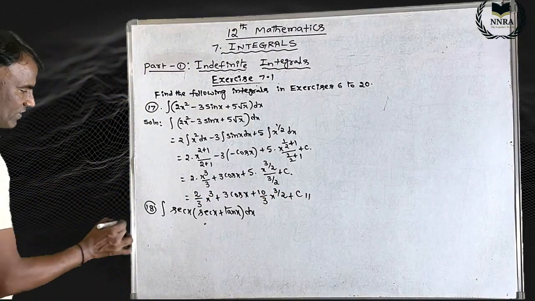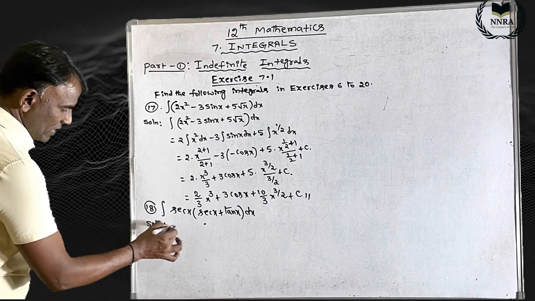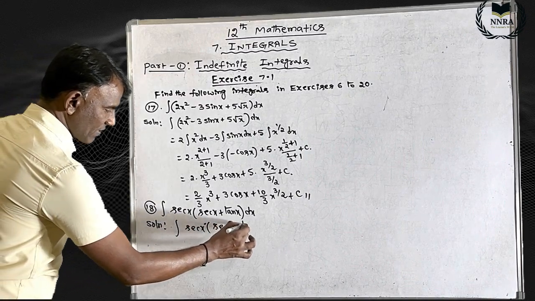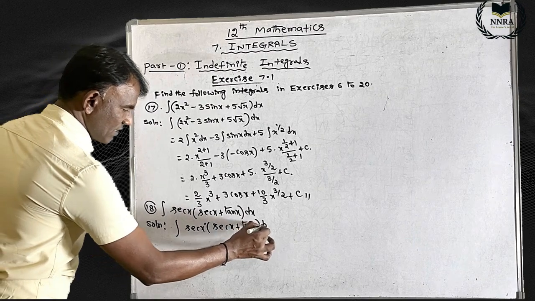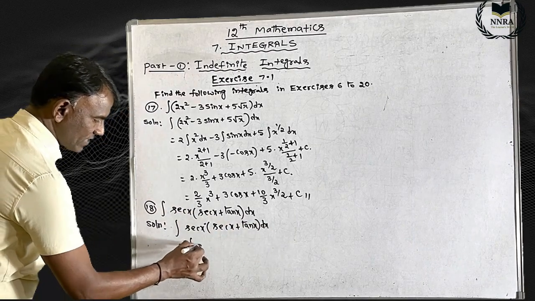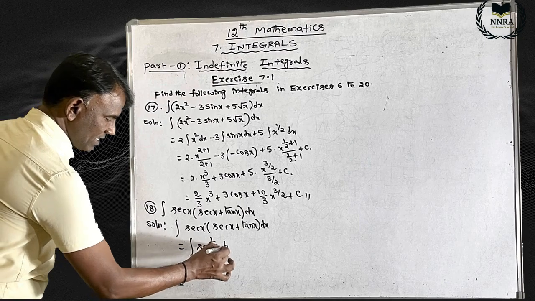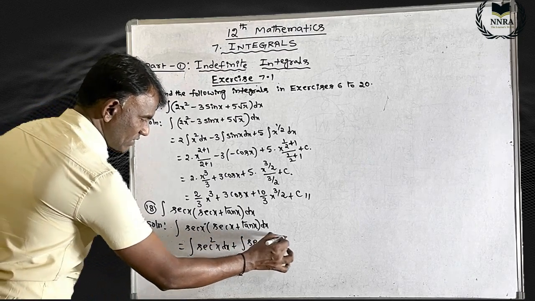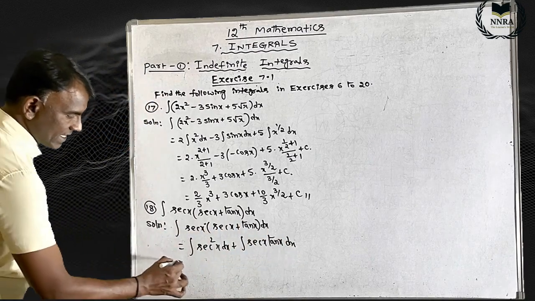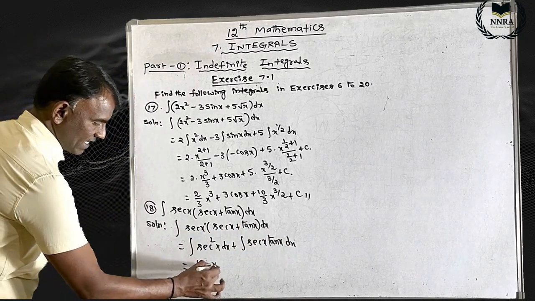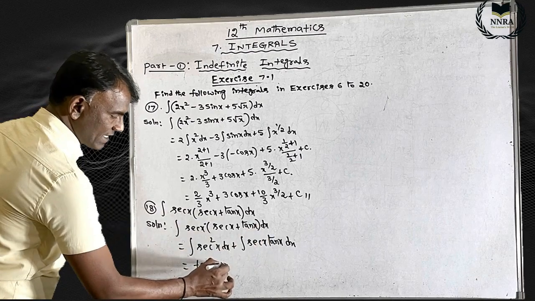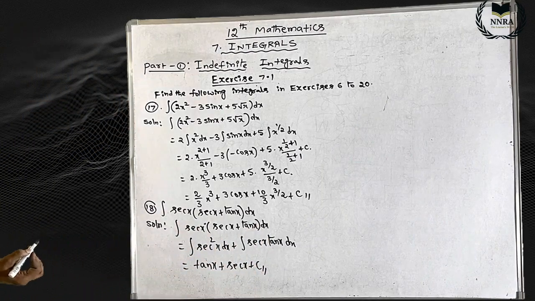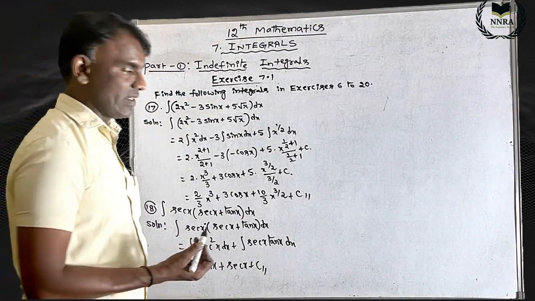Question number 18. So that is integral secant x into secant x plus tan x, then dx. And now what is that first term? Secant into secant is secant square x into dx. Second one, secant x into tan x into dx, right? What is integral secant square x dx? That can be written as tan x. And integral secant x tan x can be written as secant x. So answer is secant x plus tan x or tan x plus secant x plus constant c.